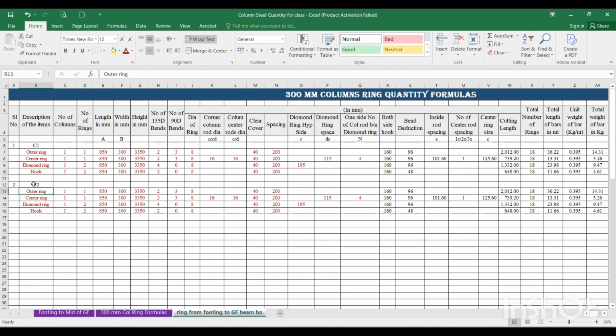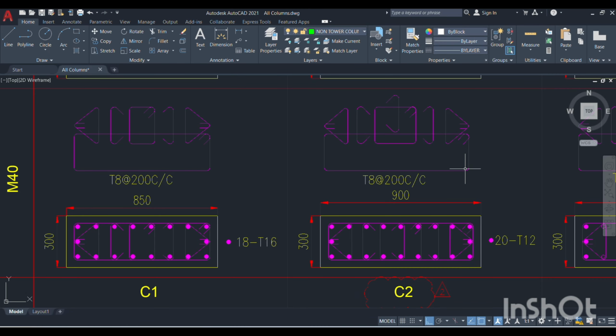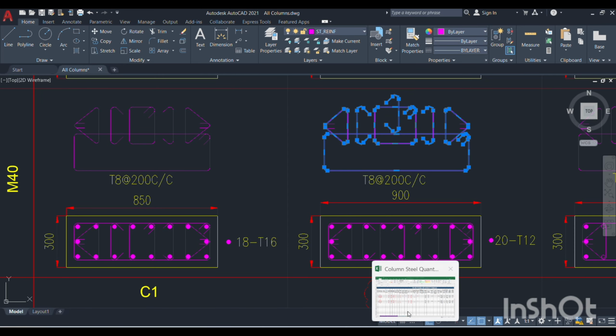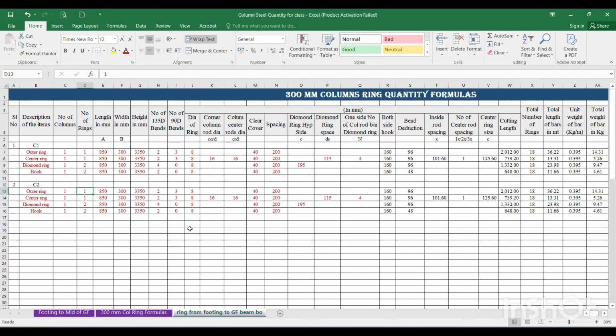You see the serial number is over, the description is the same: all the outer ring, center ring and diamond ring and hook will come. Number of columns is 1 only, and for the number of rings, you have to see how many types there are. Here the outer ring is 1 number, diamond ring is 2 number, center ring is 1 number, but hook is 3 number. According to that you have to change this number. Outer ring 1 number, center ring 1 number, diamond ring 2 number and hook 3 number, and this column size is 900, so change this 900 for all the rings.